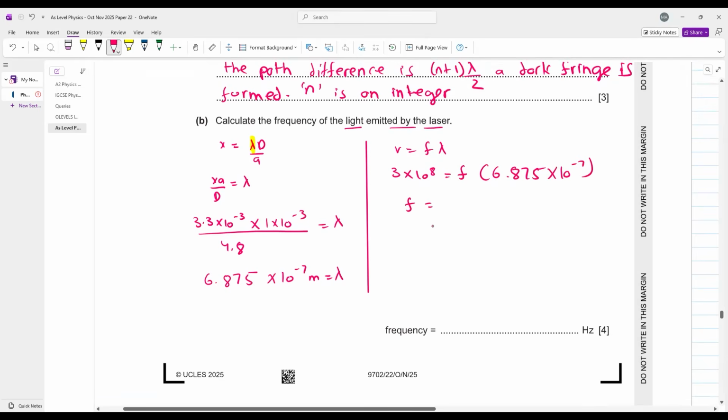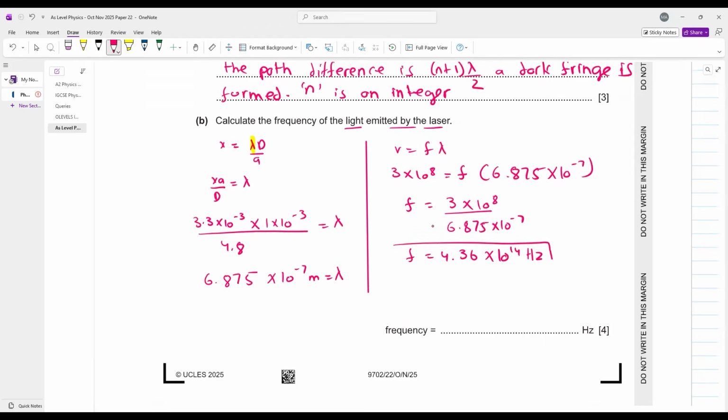Can you calculate the frequency? Yes, 3 × 10^8 divided by 6.875 × 10^-7. The answer of frequency comes out to be 4.36 × 10^14 hertz. This is your frequency. Simple.